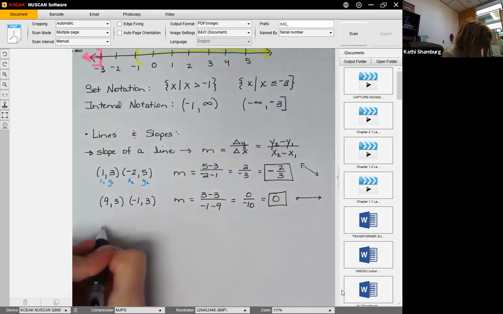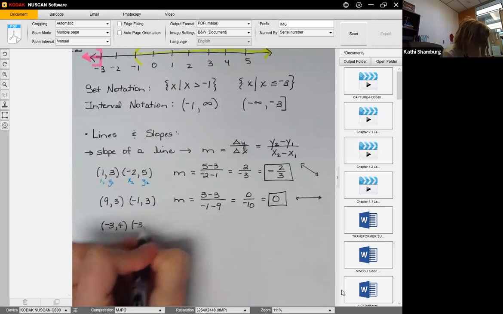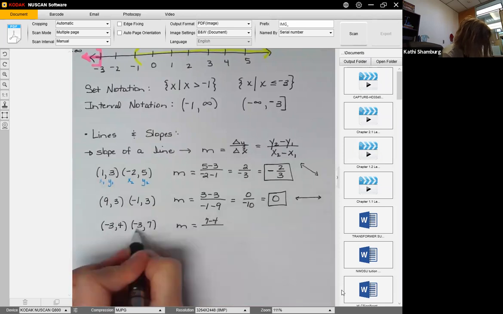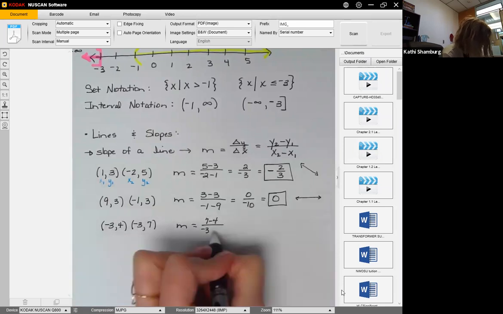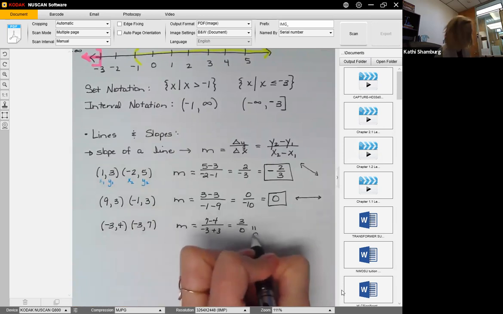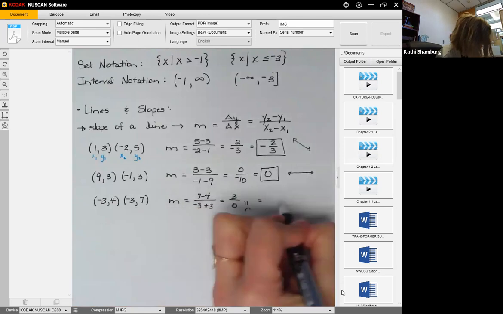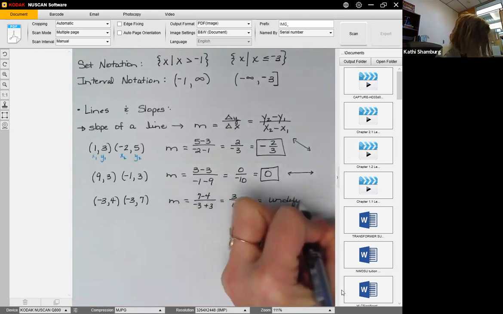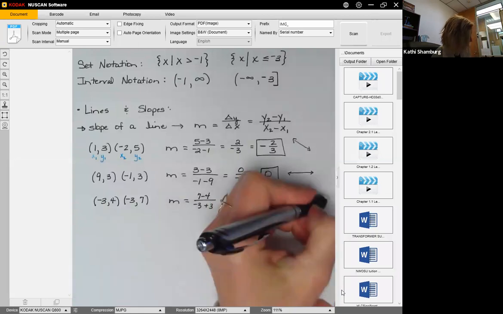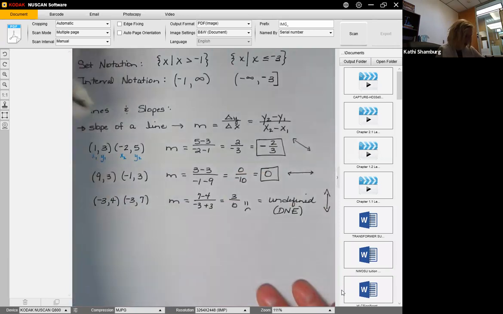And then another pair of points, (-3, 4) and (-3, 7). My slope is 7 minus 4 over -3 minus -3, which would be +3. So you would get 3 over 0. You cannot have a 0 in the denominator. So this is what we call undefined, or does not exist. And this is a vertical line. So those are the scenarios.